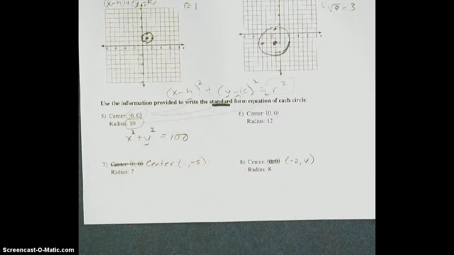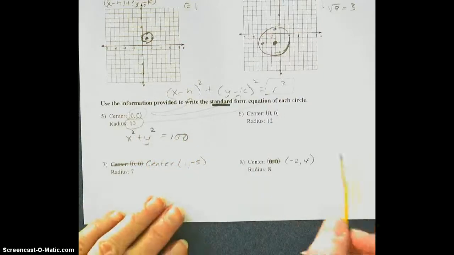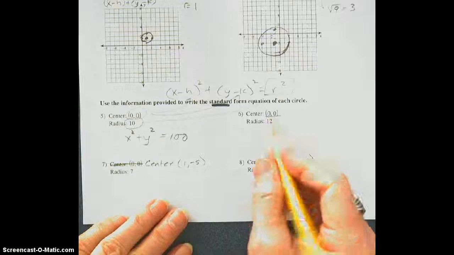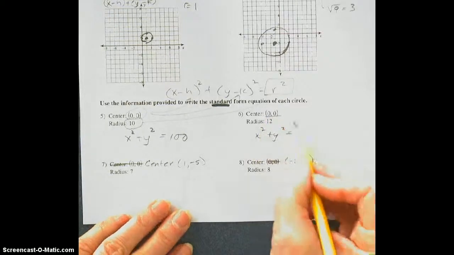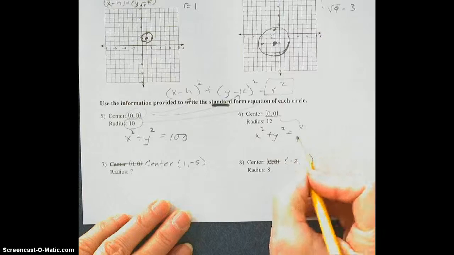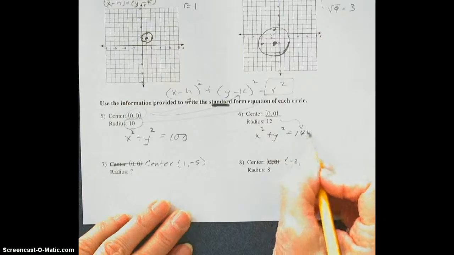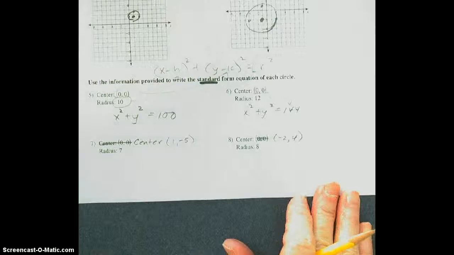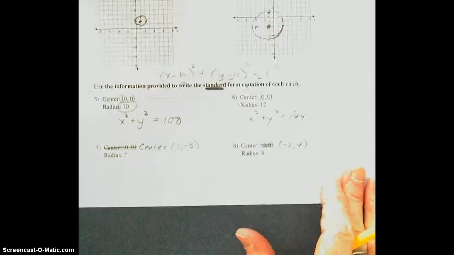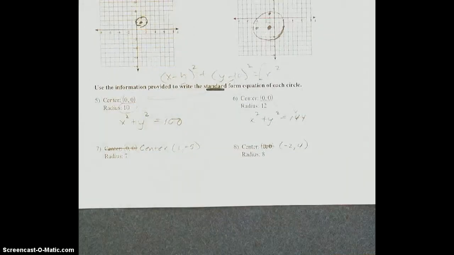I've changed 7 and 8 around a little bit, but number 6, again, if the center is 0, 0, it's just an x squared and a y squared. The radius squared, 12 squared, is 144. Okay. So if you have not changed number 7 and 8, change that. I wanted to make them a little bit harder.